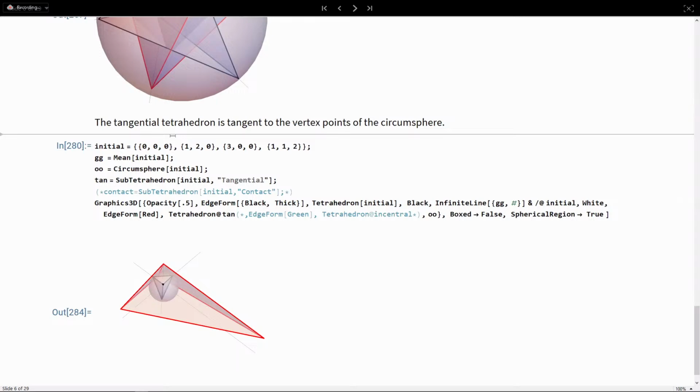So all of these are inside of a new function on the WFR site, Wolfram Function Repository site, and it's called subtetrahedron. There's also another function there called subtriangle, which we've had for a while. And those two programs will generate many of these special triangles and special tetrahedra.